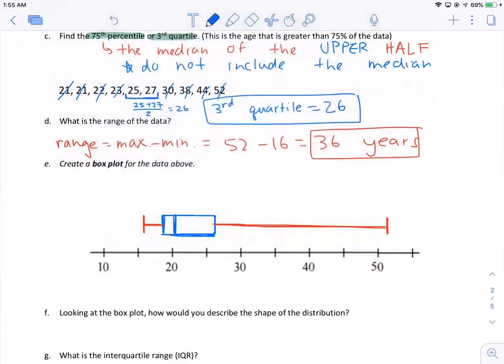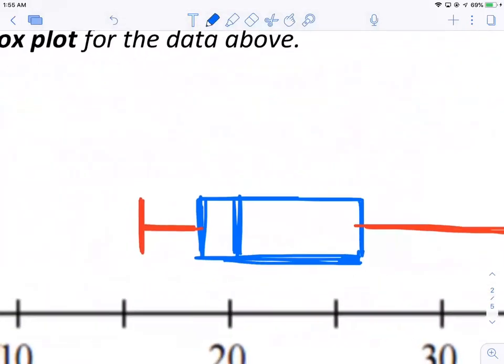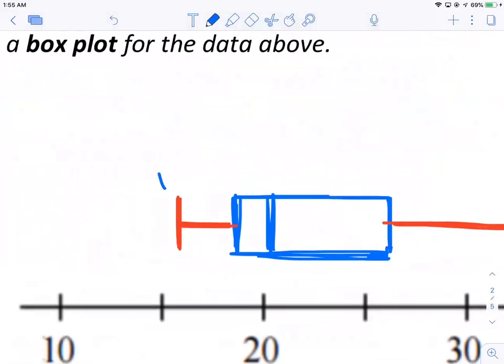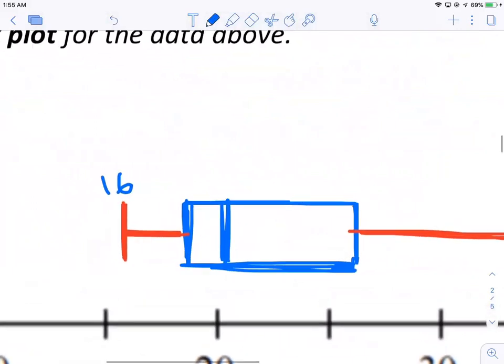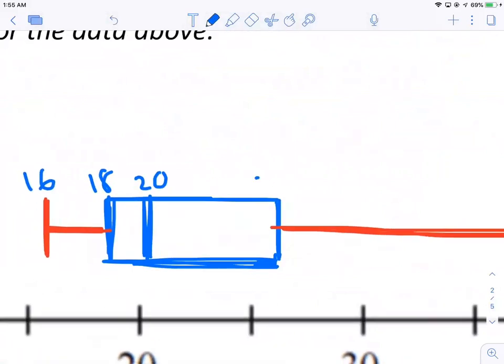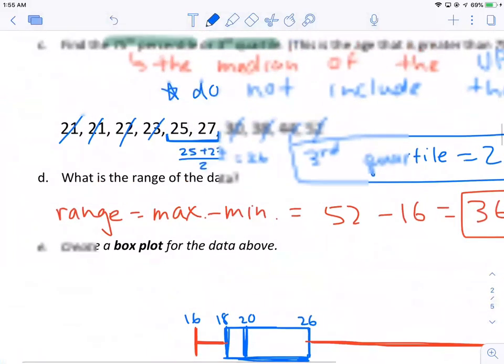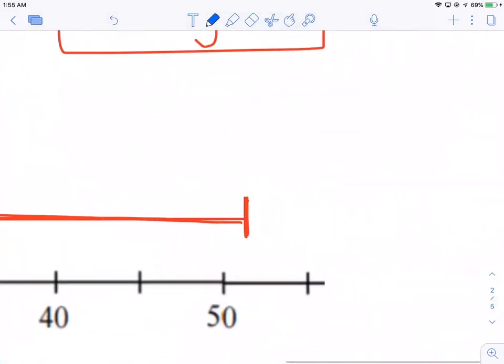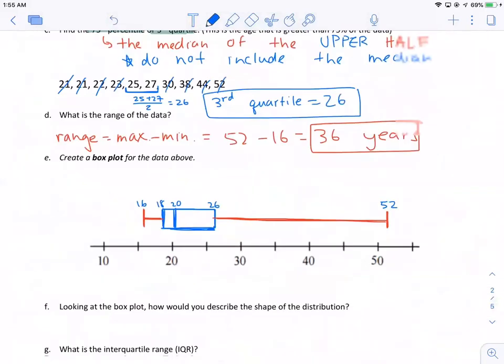And I don't know about you, but I like writing in the numbers myself, just so I know what they represent. That was 16. This was 18. This was 20. This was 26, if I remember correctly, right? And the maximum was 52. So those are the 5 numbers we use to make up our box plot.